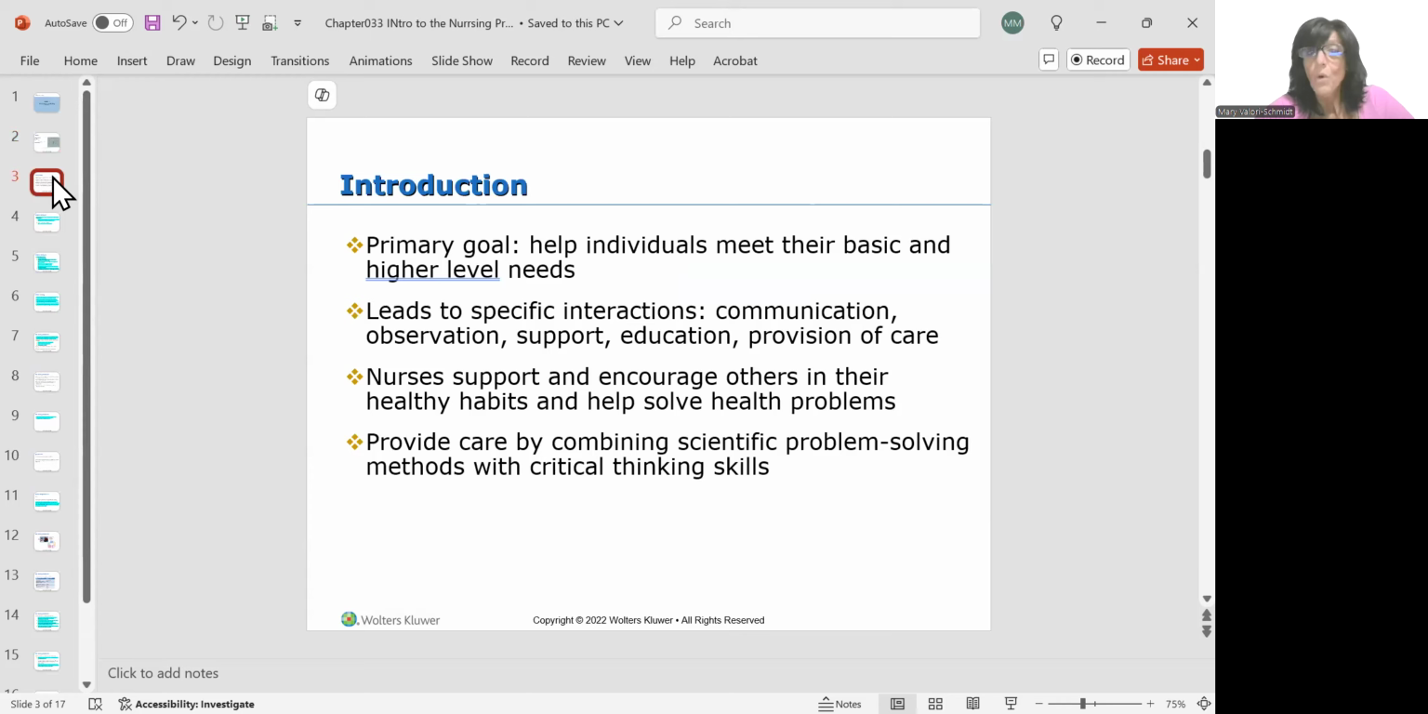So, what's the goal? The goal is to help individuals meet their basic and higher level needs. And the nursing process helps get us to specific interactions, right? And how we provide care to people. So we encourage others to be healthier, and we also solve health problems. We work with doctors and other members of the team to work together to use scientific solving skills along with critical thinking skills to try to figure out what's wrong, what could go wrong, and what can we do to fix it or prevent it. That's everything that we do.